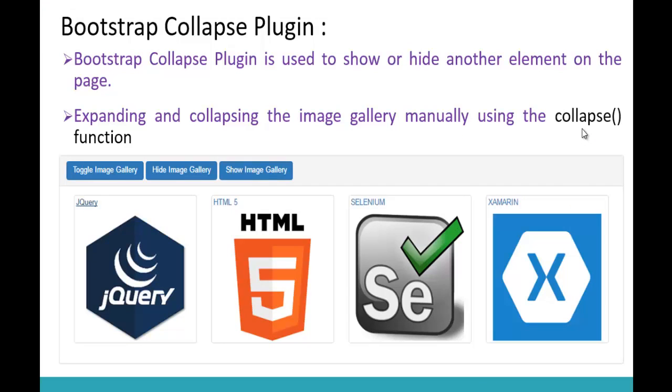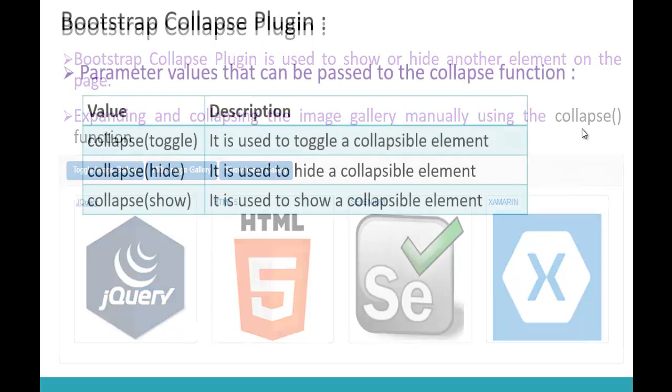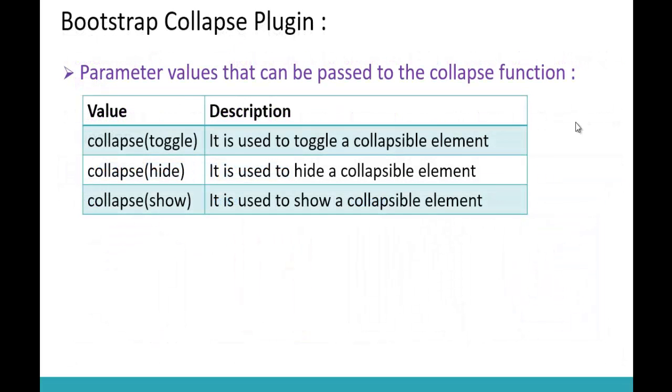Now let me show you what values are taken by the collapse function. Let me jump to the next slide. Here you can observe the parameter values that can be passed to the collapse function. This is the collapse function, and these are the 3 values it takes. The first value is toggle. It is used to toggle a collapsible element, which is what we achieved in the earlier session, and we'll now see how to achieve it using the collapse function. We have not seen hide and show. If you give the value as hide, it is used to hide a collapsible element. Similarly, show is used to show a collapsible element.